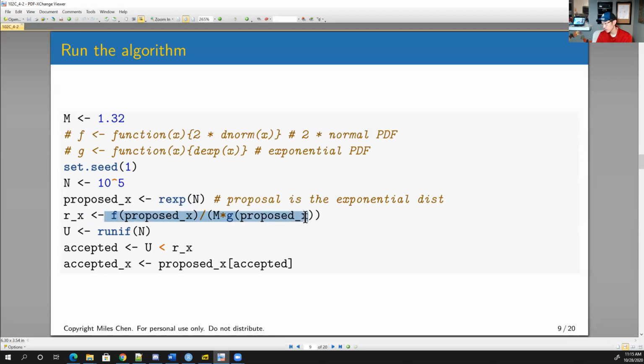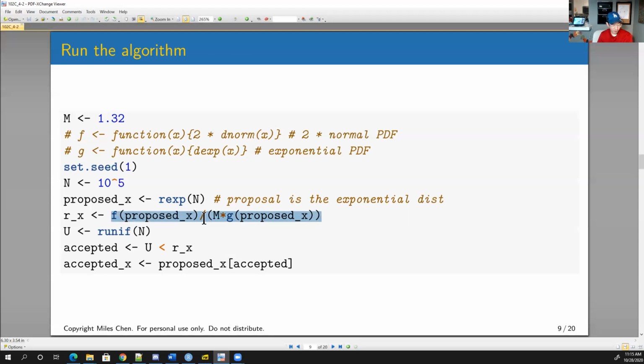And so this is vectorized. I'm going to find the density for the proposed values of x. I've got 100,000 of these values, so here I've got a vector f, the densities of those 100,000 values. And I'm going to divide by m times g, which is the density function of these 100,000 values as well. And so this is vectorized, so this is great.